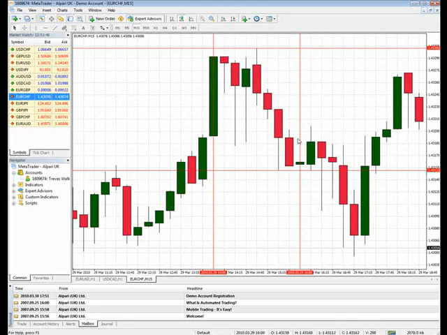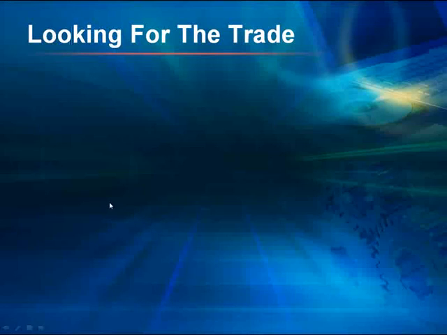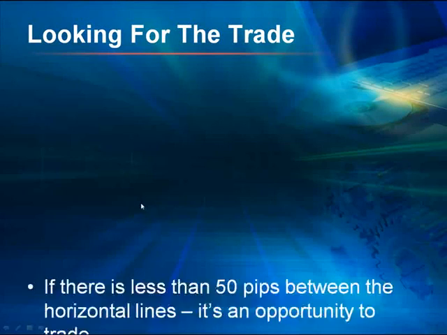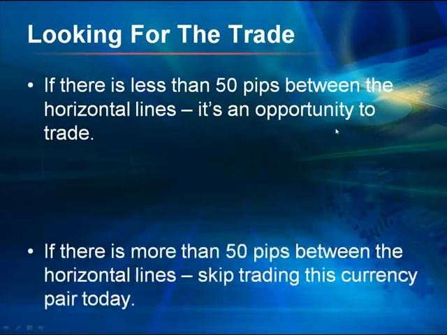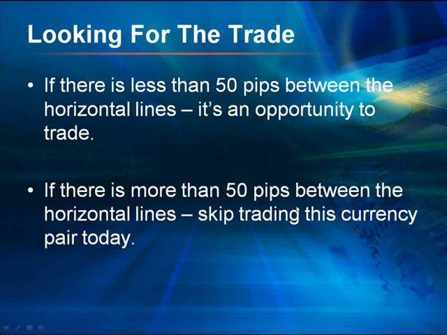So once we have that, we're then ready to learn how to trade with this system. Okay, so now that we have our chart set up, we need to look for the trade. To do this, we calculate the distance between the top horizontal line and the bottom horizontal line, and we're going to calculate that in pips. So all you would do is subtract the high price point from the low price point. And if there is less than 50 pips between the 2 horizontal lines, it's an opportunity to trade. If there is more than 50 pips between the 2 horizontal lines, skip trading that particular currency pair this day.